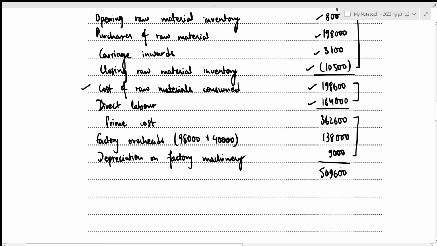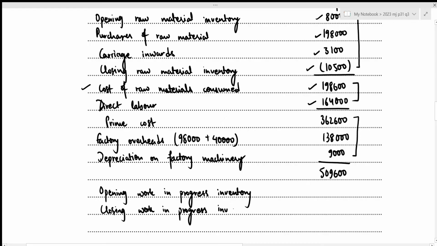Now the next step would be to adjust for our inventory of work in progress. So always remember that we add our opening work in progress inventory. And then we need to subtract our closing work in progress inventory. Because these are not yet finished goods, which means that we cannot really transfer it to our statement of profit or loss, but we do need to include it in our manufacturing account.